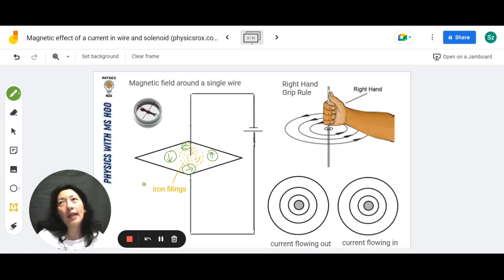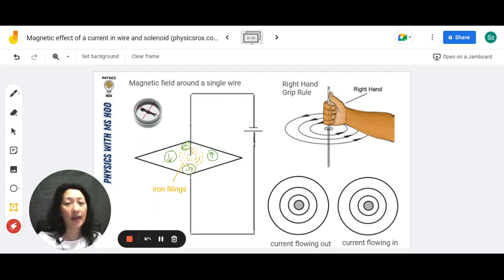So how do we quickly determine the direction of the magnetic field? This is where we can use the right hand grip rule. This rule is used to quickly determine the direction of the magnetic fields around a single wire where current is flowing through.